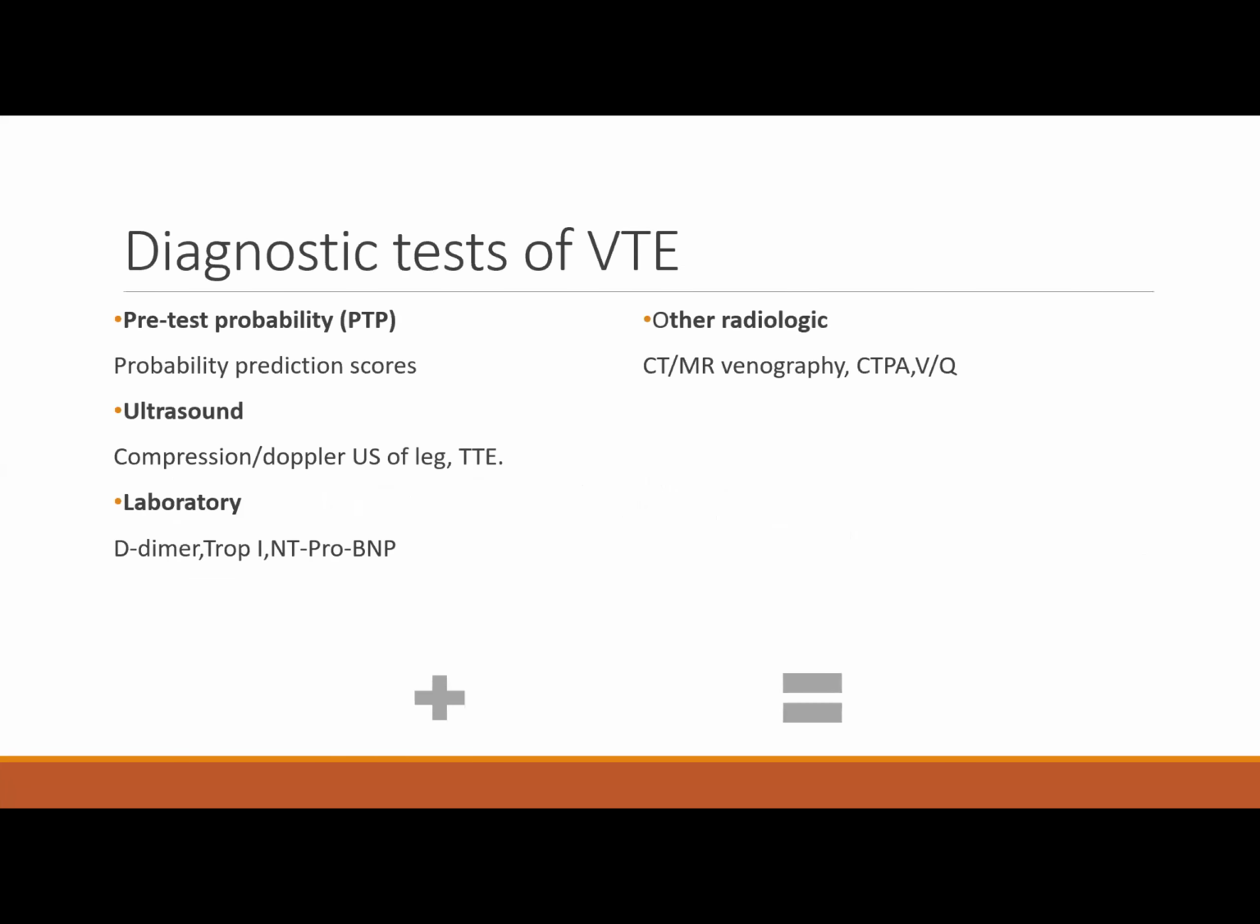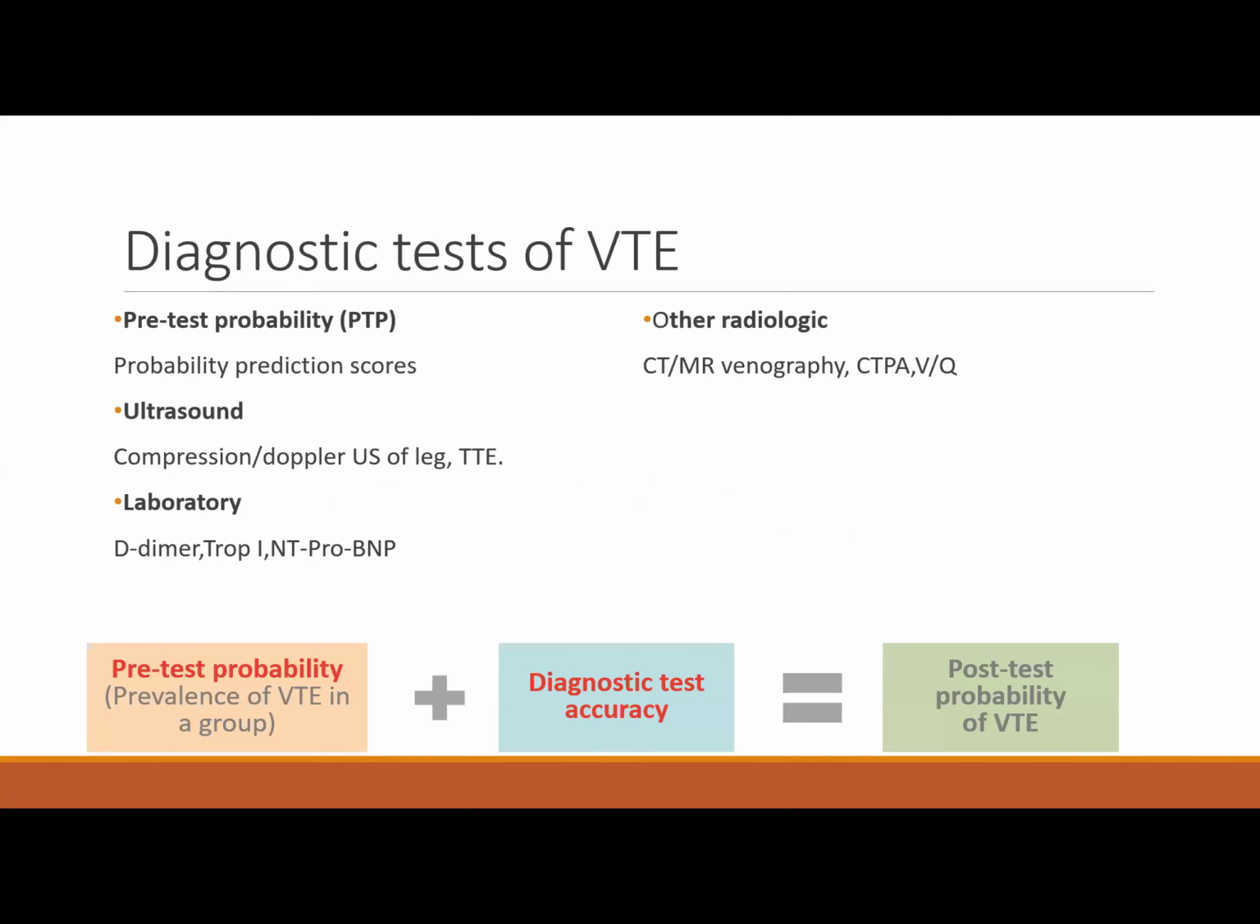We come to the diagnostic workup. For the diagnostic workup of VTE, to choose an appropriate test, the very important first step is to identify the pre-test probability. The pre-test probability scores are well defined for upper and lower limb DVT. Based on the pre-test probability, we apply an appropriate diagnostic test and establish a post-test probability of VTE. The common diagnostic tests employed are ultrasound, laboratory tests like D-dimer, and other radiological investigations like CTPA, CT and MR venography, and also the VQ scan.